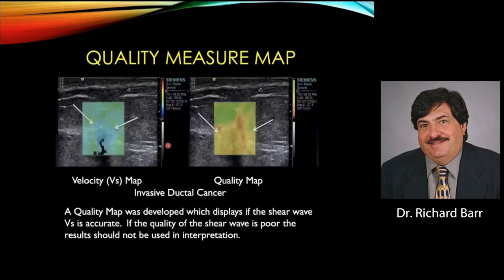So we came up with the idea of using a quality map. So green is go, yellow is caution, red is stop. So what this does is it looks at the quality of the shear waves. Are they high enough? Do they make sense? Do we get a nice straight line to calculate the shear wave speed? And then it color codes this. And you'll notice here is a blue cancer, and it's all red. So this is telling you don't believe this result.